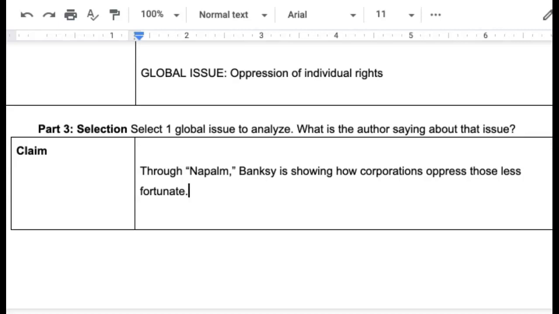It should be related to the global issue, but it should be saying what your author is saying about that issue, just as this sample does. So make sure your claim does that, right? You're going to include the title, the author, and what the author is saying about your topic. Fill that out in your part 3 section now.